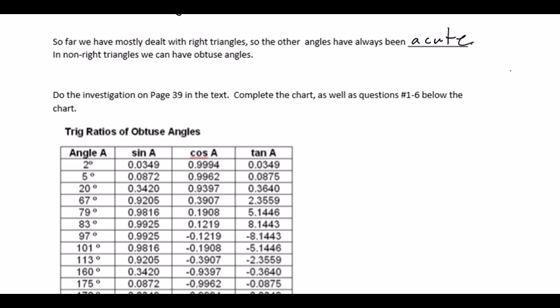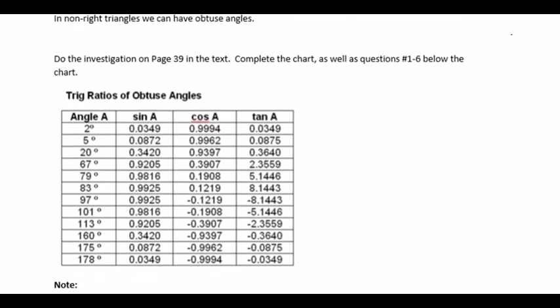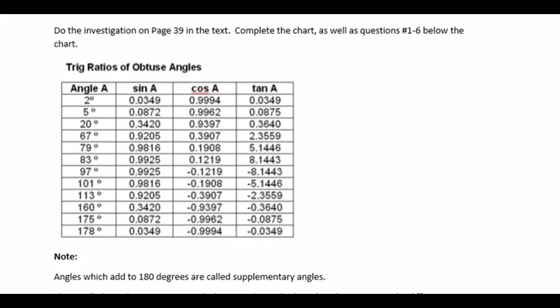Now, I was going to ask you to do an investigation in the text. Basically, you're going to do the calculation for all of these angles. I've done this to 4 decimal places. You will do this to 6. You'll notice some patterns, and I want you to answer the questions that were given.